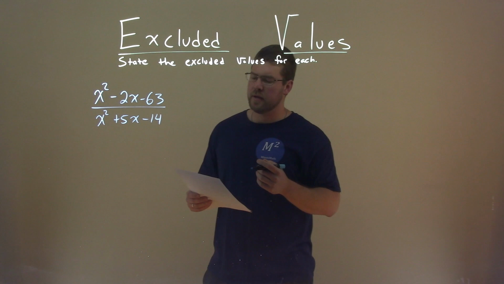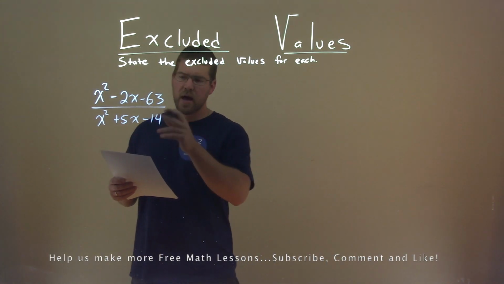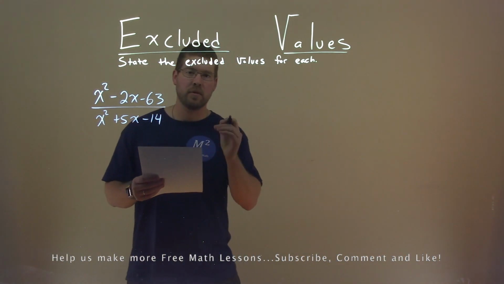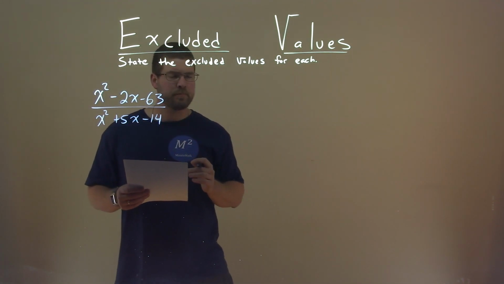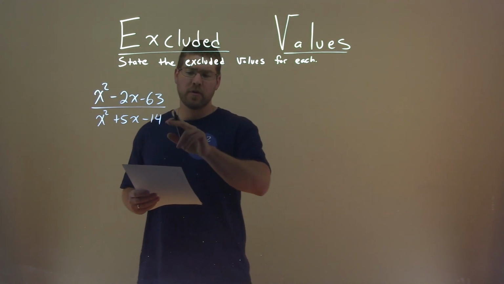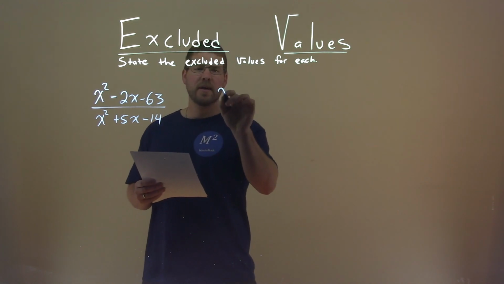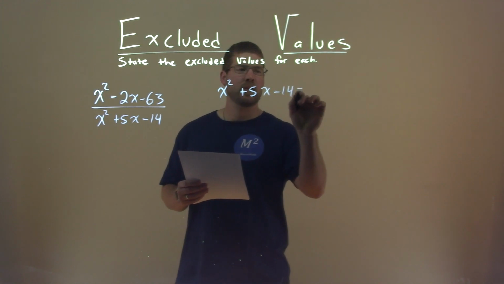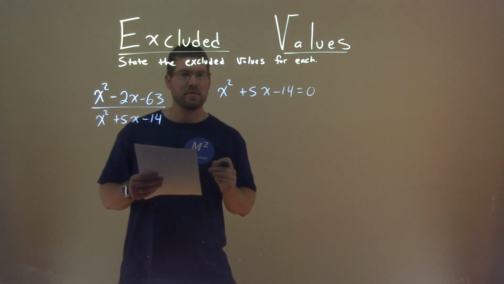We're given this problem right here, x squared minus 2x minus 63, divided by x squared plus 5x minus 14, and we need to state the excluded values. Well, we have a rational function, and we know with fractions, or division, we cannot divide by 0. So if our denominator is equal to 0, there we have our excluded value. So we're going to take our denominator, x squared plus 5x minus 14, and we're going to set it equal to 0. Now we're going to solve for x.